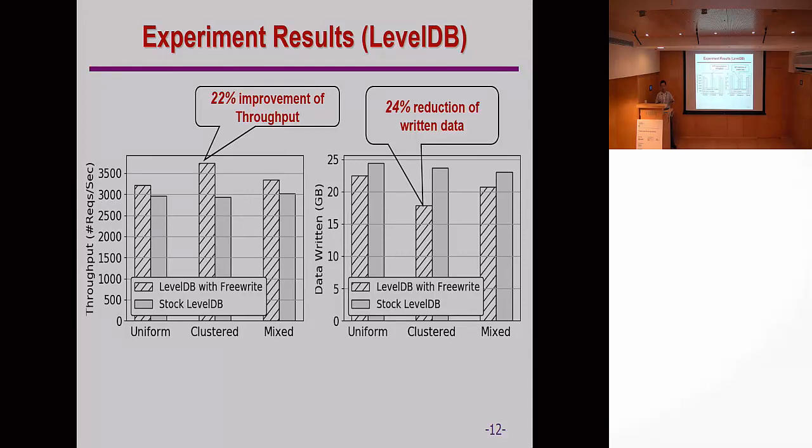This improvement is moderate because we count the initial writes to the key value store, at the time when the store is empty and we start to build the store. At that time, Freewrite basically cannot help to improve the throughput. So the total improvement looks moderate here.